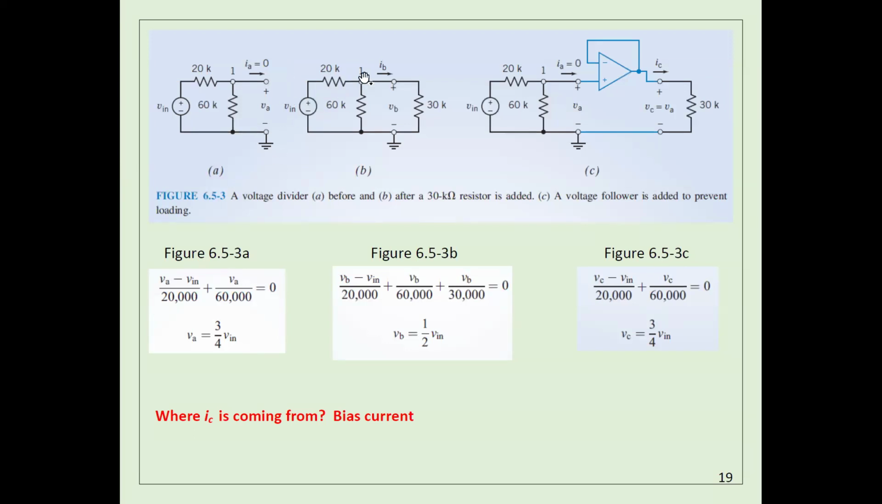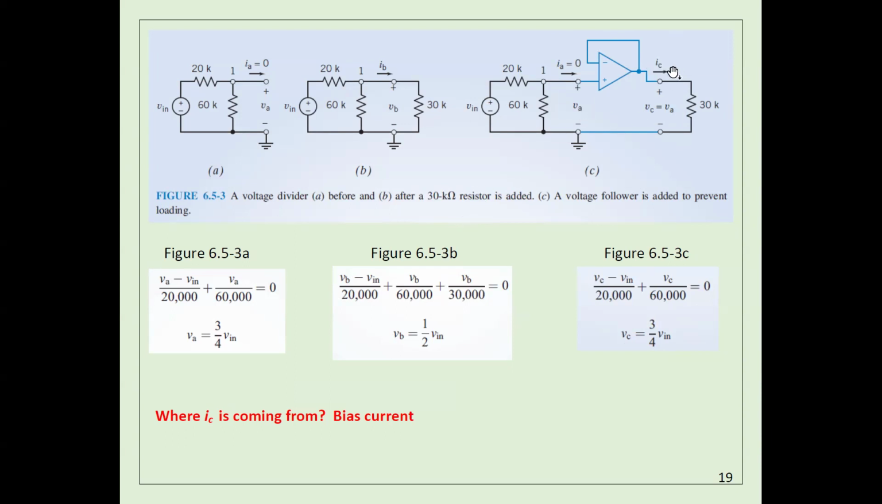Now, this is the voltage without connecting this resistance. You can see this resistance as another circuit. So now I want to connect another circuit here. I'm going to apply Kirchhoff's current law and do the calculation. I see the voltage here dropped from 3/4 Vin to half Vin, because this is a loading problem. So in order to keep the same voltage, so that the output of this circuit equals the input of the next circuit, I can put a voltage follower here.